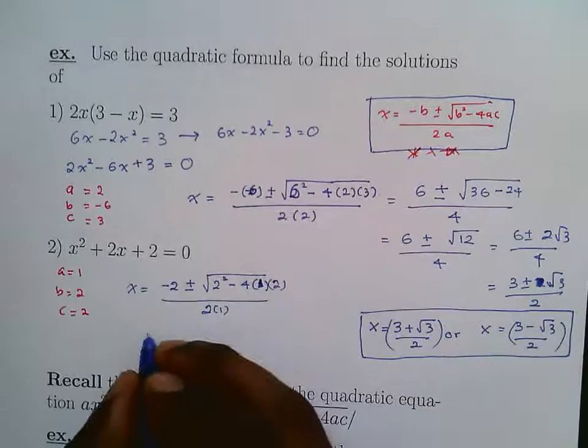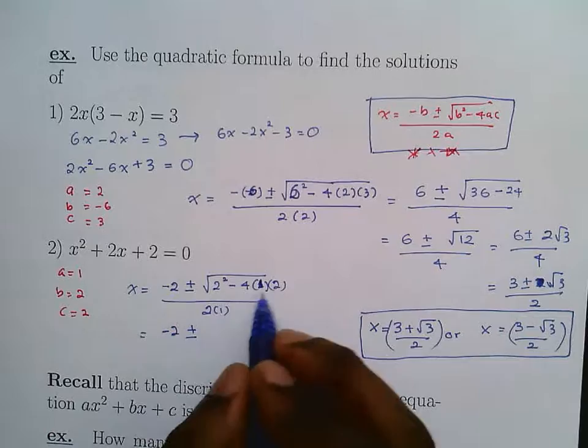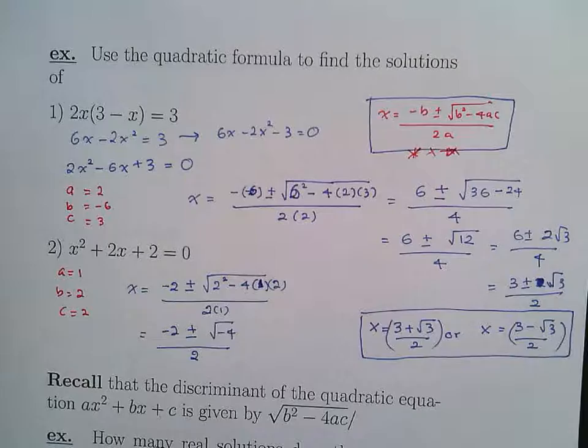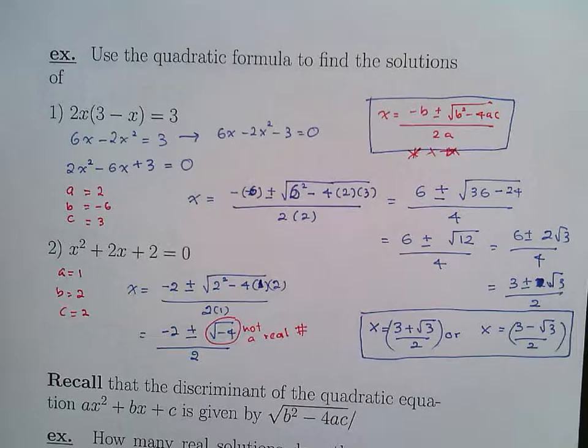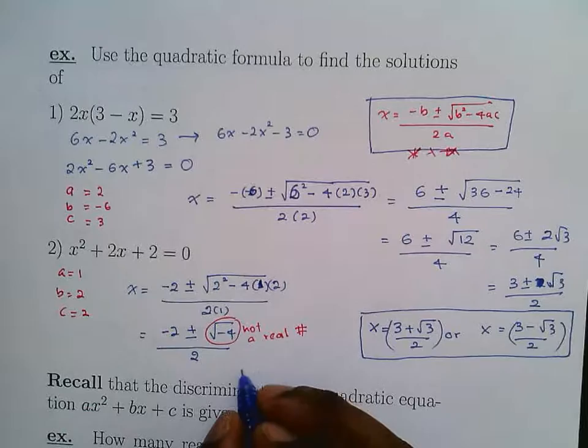But right now you'll see that 2 squared is 4. 4 minus 8 is negative 4. Now this is not a real number, which means this quadratic equation does not have roots in real numbers. So let's say the solution set does not exist. So let's say the empty set.